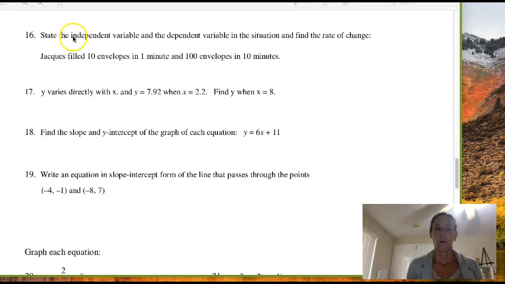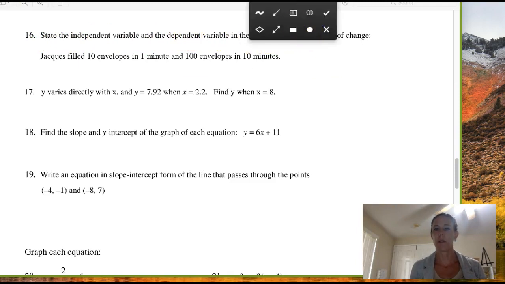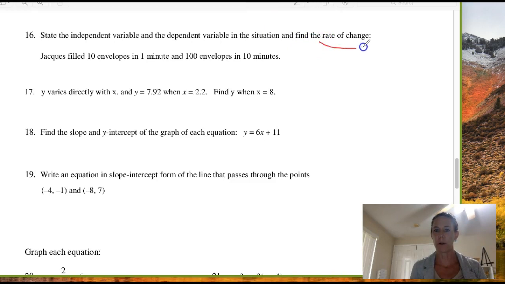Okay, we're going to state the independent variable and the dependent variable in this situation, and then we're going to find the rate of change. Don't forget to do that part. Find the rate of change. Okay, rate of change, remember, is also slope. It's the difference in the y over the difference in the x. Okay, so let's go ahead. The independent and the dependent.